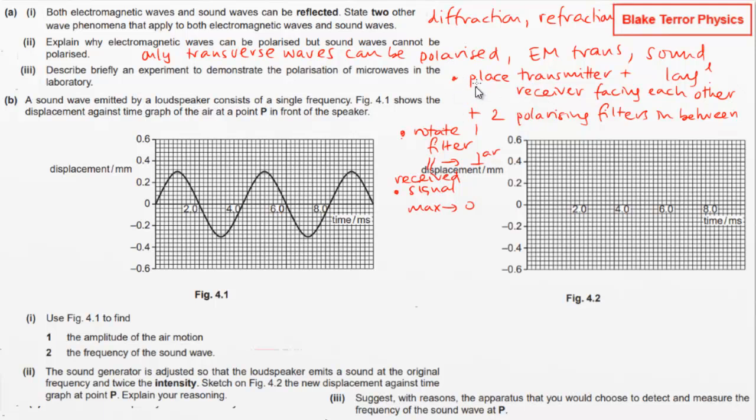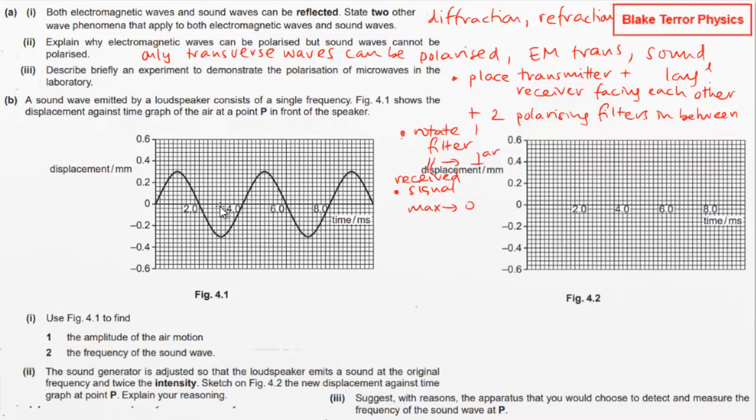You just want to say what equipment you've got: transmitter, receiver, and 2 filters. What you're doing to the filters, rotating one of them from parallel to perpendicular, and then what you expect to observe, as in the signal is going to go from a maximum to 0. Right, a sound wave emitted by a loudspeaker consists of a single frequency.